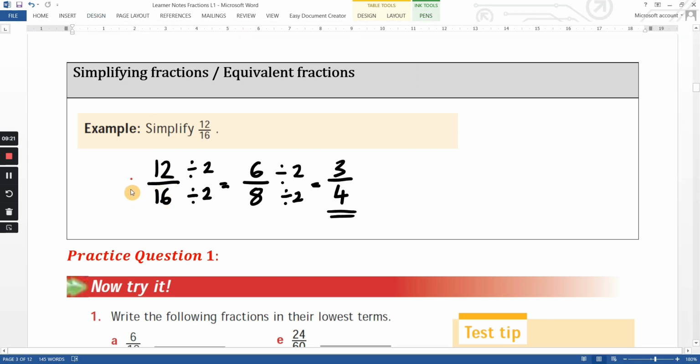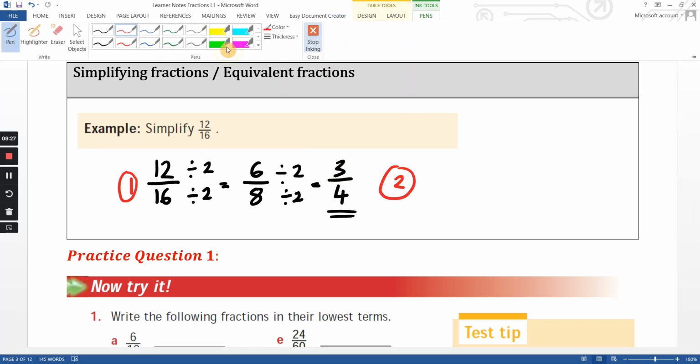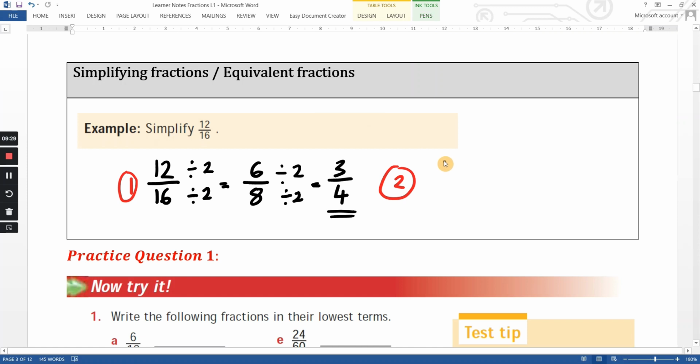So this is one way of doing it. If you recognize a bigger number that goes into both of them to begin with, then it's much quicker. So if you recognize that in fact 4 goes into both of these, and you get 3/4, which is your final answer. So it's a lot quicker.